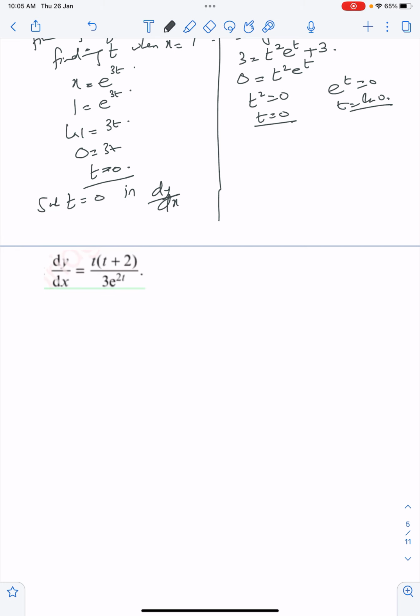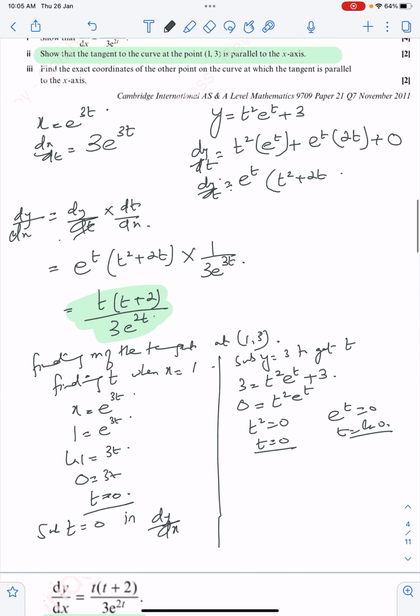T as 0 in this. dy by dx equals 0 into 0 plus 2 upon 3e. 2 into 0 is 0. So 2 upon 3. This is the answer. This is what they said.